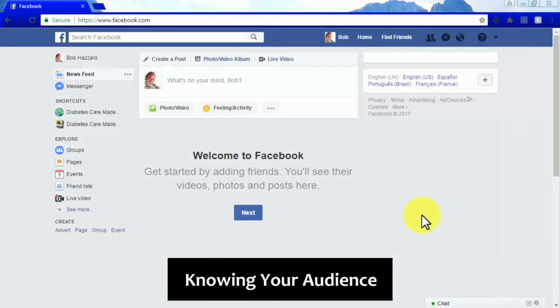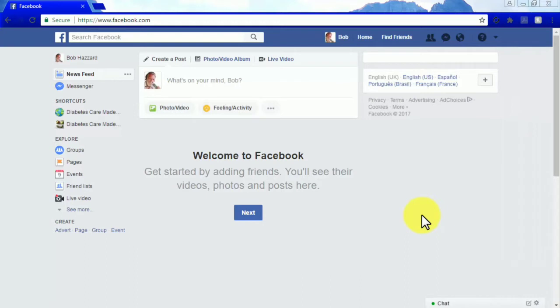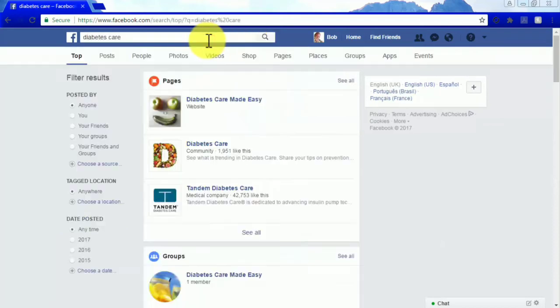Knowing your audience. In order to do market research, you have to know a great deal about your target audience. At this point in the marketing campaign process, you should understand a great deal about your viewers and the kinds of people that they are. This is the first step in knowing where to look with your Facebook searches.